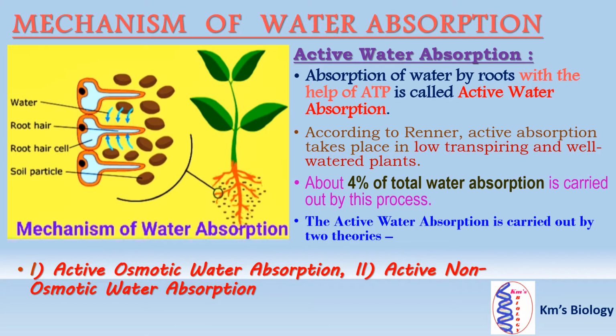Let us discuss the mechanism of water absorption. Firstly, active water absorption is discussed. Absorption of water by roots with the help of ATP is called active water absorption. According to Renner, active absorption takes place in low transpiring and well watered plants. About 4% of total water absorption is carried out by this process.